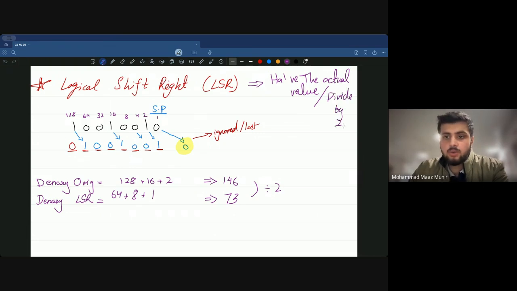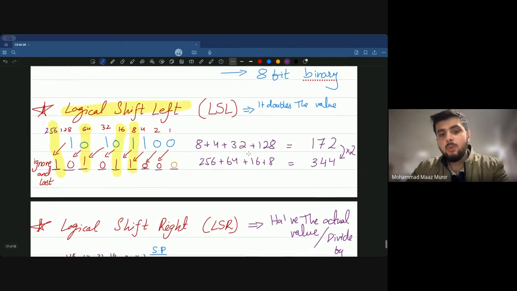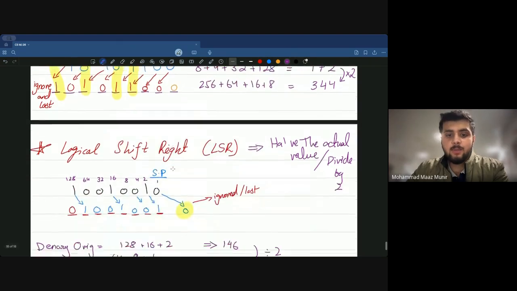Now coming to the question stated by Samraj. Samraj is saying, sir, I'm talking about logical shift left. You added 0 on the right, but in the previous classes, you said we cannot add a 0 on the right. Yes, you're correct. But let me explain it through one other example.